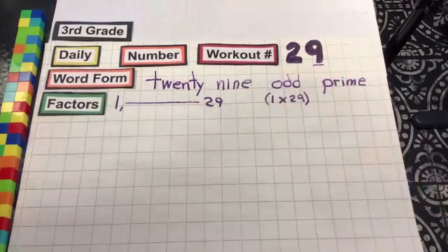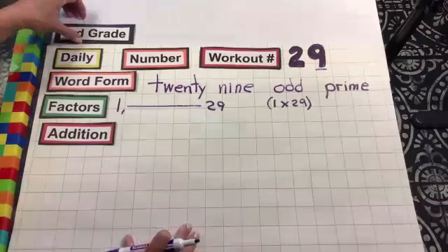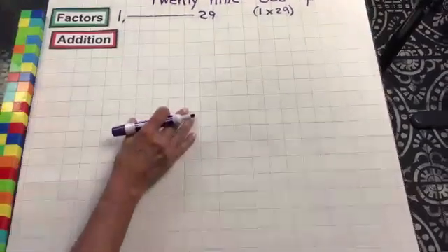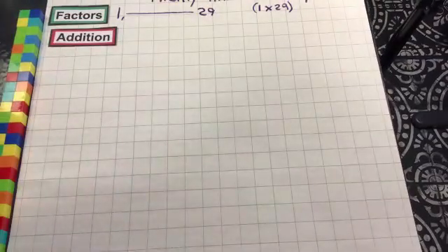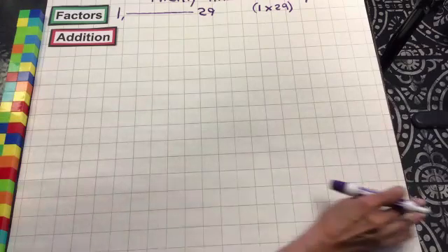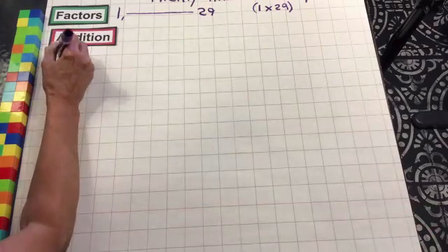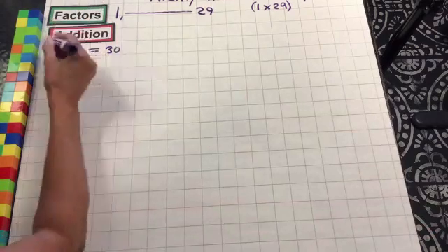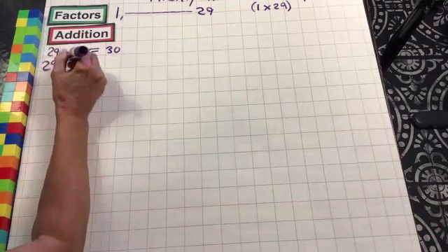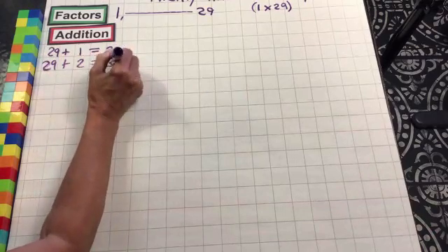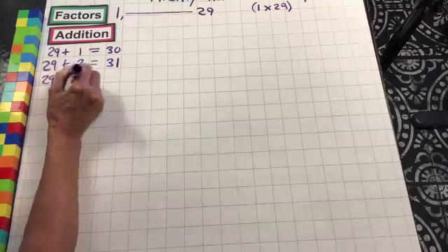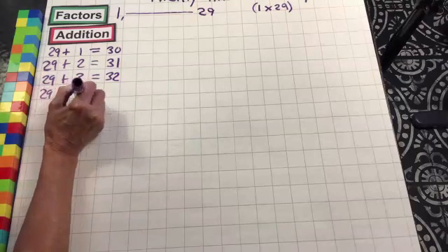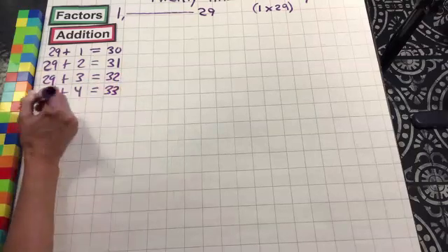All right, we're ready for addition. So we're going to take our paper up. I'm going to move mine up so you can see better. Boom. We're going into addition. So let's start off with 29 plus 1 equals 30. 29 plus 2 equals 31. 29 plus 3 equals 32. 29 plus 4 equals 33.